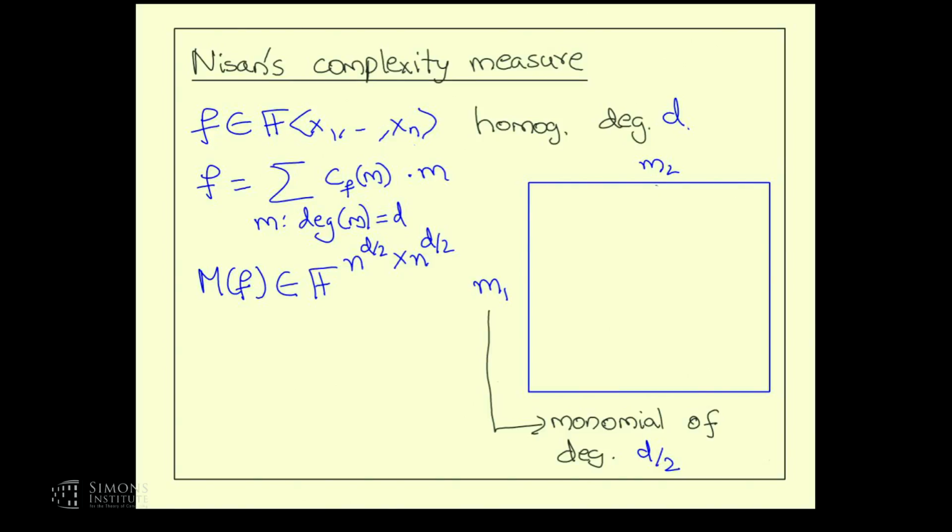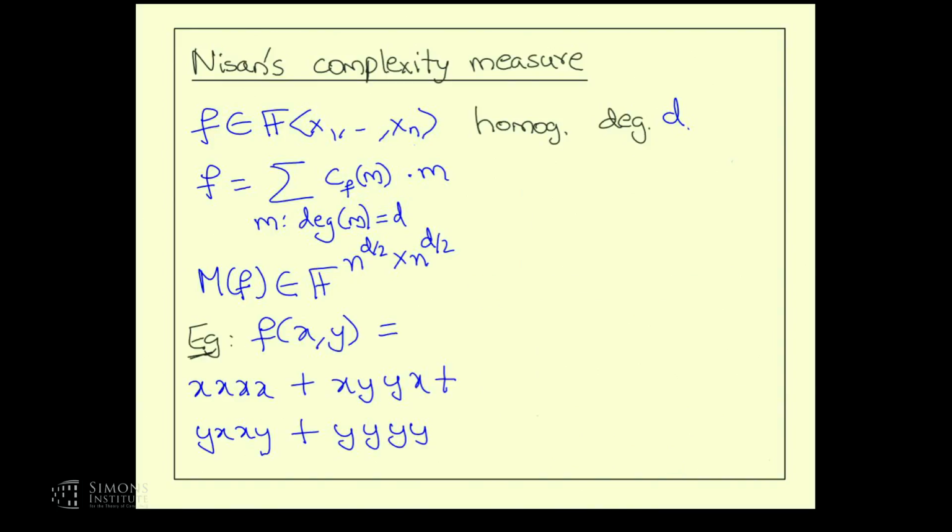So it's an n to the d by 2 by an n to the d by 2 sized matrix, and now the entry corresponding to row m1 and the column m2 is the coefficient of the product monomial m1 times m2 in my polynomial f. Okay, does the definition make sense? I have an example here.